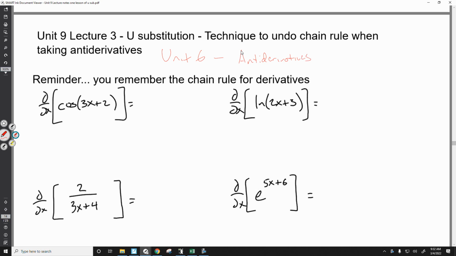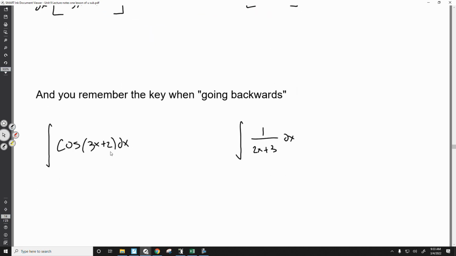So what we're about to learn is less conceptual and more procedural. We are just going to take more antiderivatives of special functions where we will use a technique called U-Substitution. And this technique will help us undo the chain rule. We've already been undoing the chain rule. In Unit 6, one of the lessons was, how do you take the antiderivative of cos(3x + 2)?